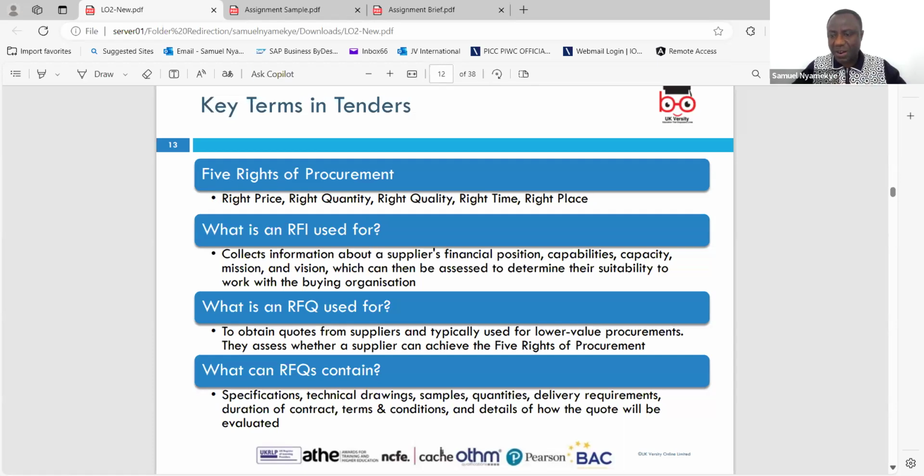The duration of the contract. This is going to be a 1-year contract. So the person is aware, the terms and conditions, how you want to pay it.